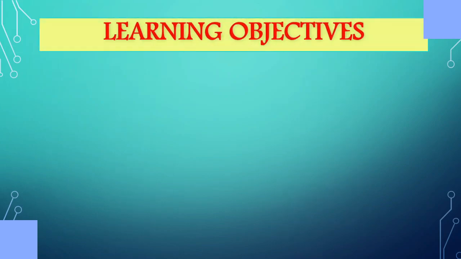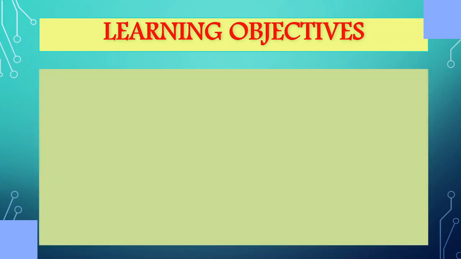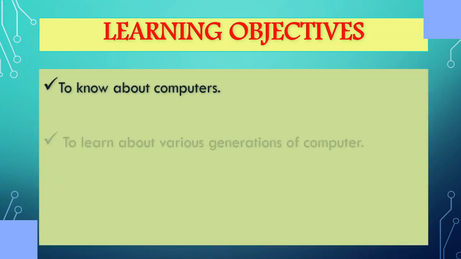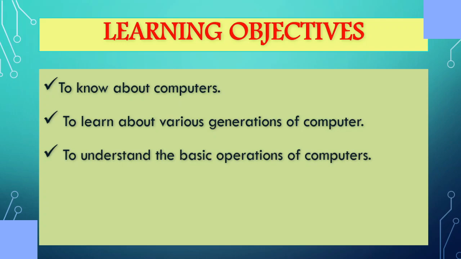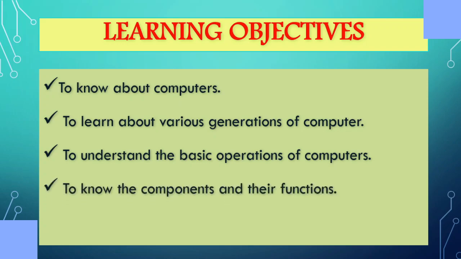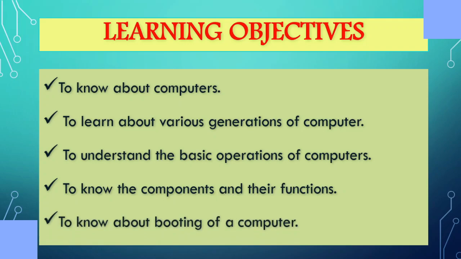Let us see the learning objectives. What are the things you can learn from this lesson? First, you can come to know about the computer. What is a computer and what are the various generations of computers? What are the basic operations of a computer? What are the components and their functions? Then how to boot your computer. So these are the learning objectives of chapter 1, Introduction to Computer.